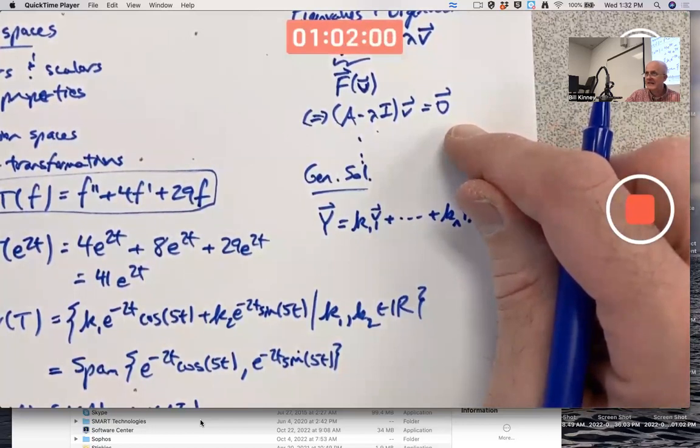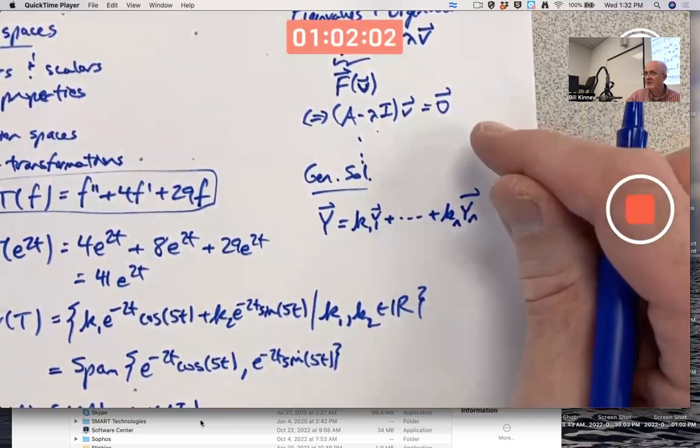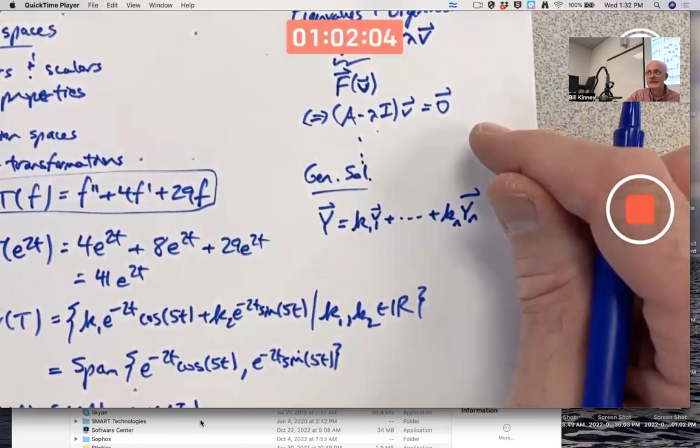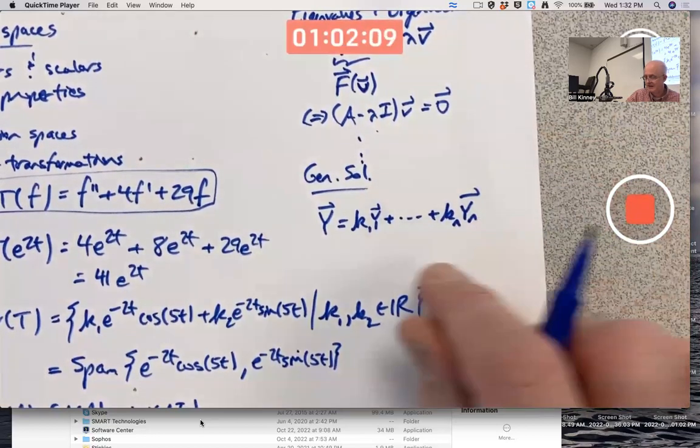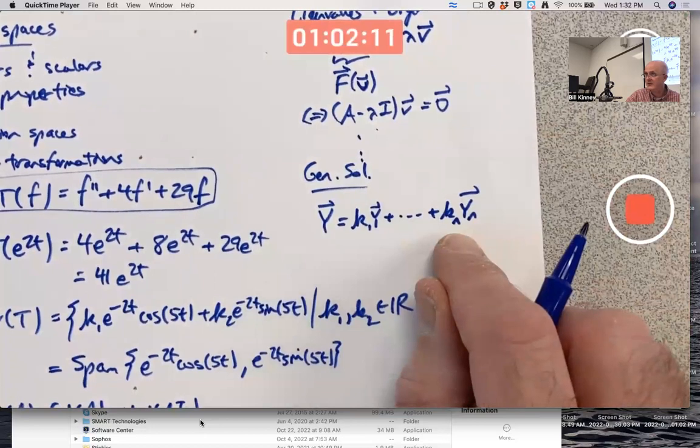The eigenvalues being distinct real numbers does turn out to imply that the corresponding eigenvectors are linearly independent. And if there's n of them and your solution space is n-dimensional, then they'll form a basis, and this will be a general solution, which you can use to solve initial value problems.